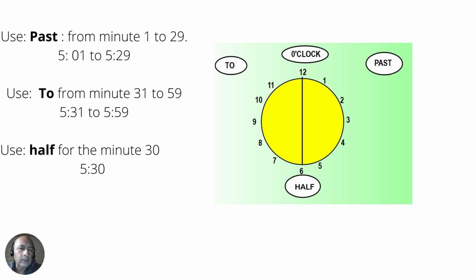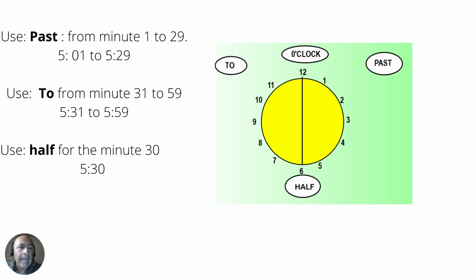And to use to, we're going to use this word from minute 31 to minute 59. We are going to say 29 to 6. Why 6? Because it is the next hour, yes? Or we can say, for example, 1 to 6. We would be the next hour, 6.